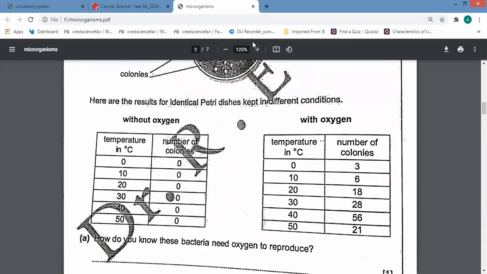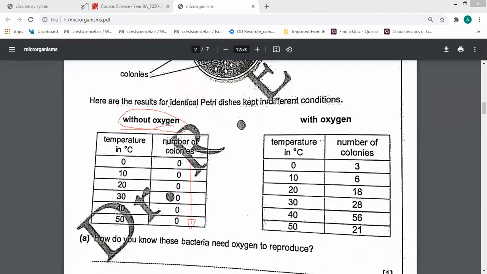The left table, this one, is about the conditions for growing the bacteria without oxygen. We have different temperatures. When the temperature is 0 degrees, the number of colonies is 0, and even by changing the temperature, there are no colonies, no bacteria. So in this table without oxygen, you can note that the number of bacteria colonies is 0. Yes, all of them are 0.